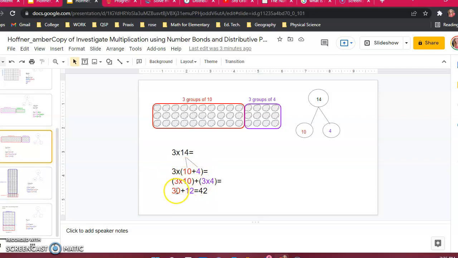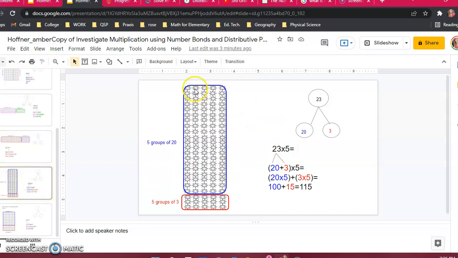We take 3 times 10 equals 30. 3 times 4 equals 12. And I did the colors kind of just to help the eye see better. And then we come up with 42 for our answer for this one.